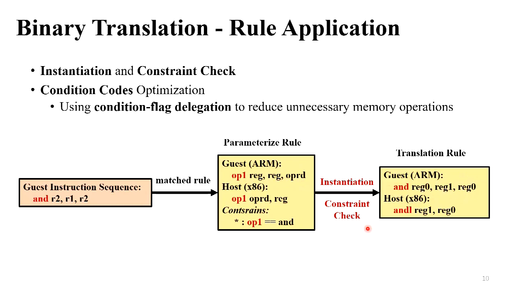The condition code also needs to be emulated to maintain correctness. In our implementation, we use a technique called condition flag delegation to optimize condition code emulation, instead of pure software condition code emulation like in QEMU. The details are in the paper.